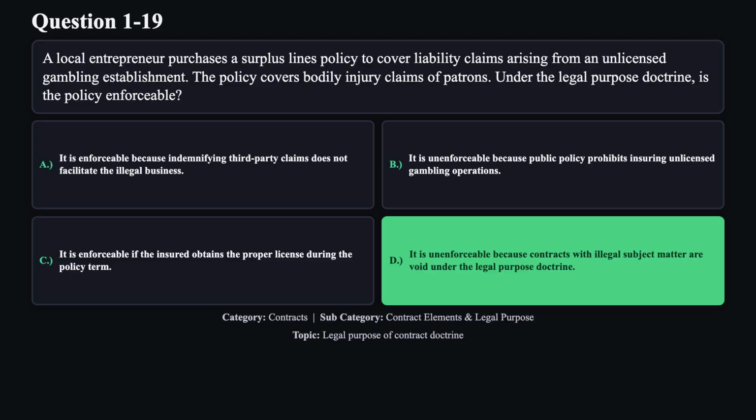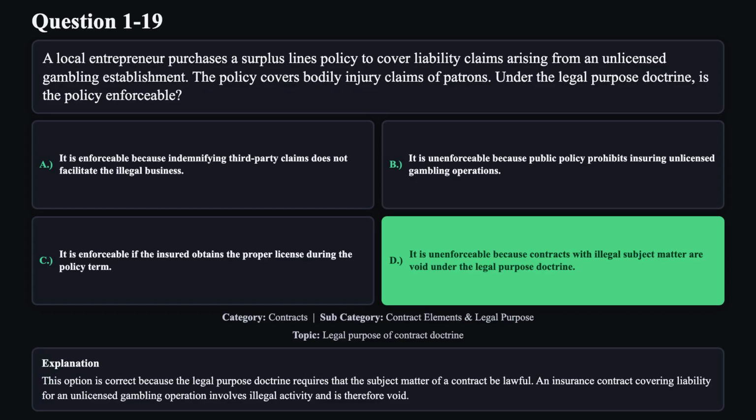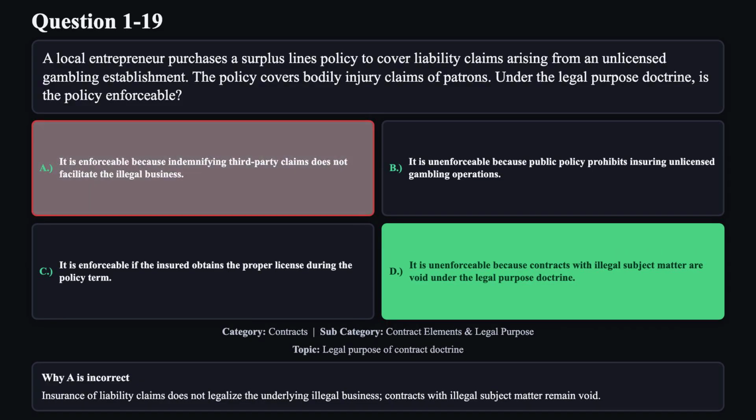The correct answer is D. This option is correct because the legal purpose doctrine requires that the subject matter of a contract be lawful. An insurance contract covering liability for an unlicensed gambling operation involves illegal activity and is therefore void. Reason A is not correct. Insurance of liability claims does not legalize the underlying illegal business. Contracts with illegal subject matter remain void.